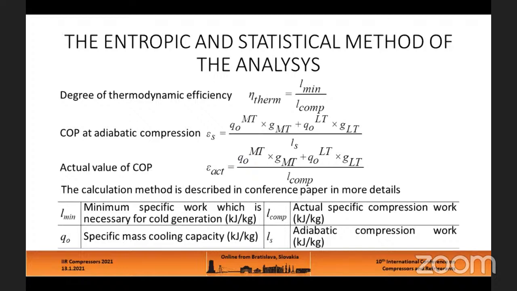Several equations are given on this slide. The degree of thermodynamic efficiency is determined as the relation between the minimum work necessary for cold generation to the real compressor work. COP values are determined as the relation between specific mass cooling capacities multiplied by relative mass flow and actual compressor work. The calculation method is described in more detail in the conference paper.